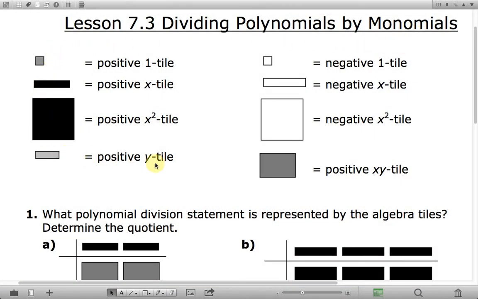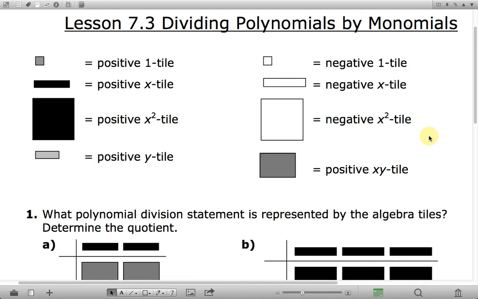So at the top of the page here we have listed the various algebra tiles and you should be already familiar with these. But just in case you've forgotten, the positive ones are the ones that are shaded in and the negative ones are the ones that are white. The smallest square is a 1 tile. The longer shaded in tile would be a positive x tile because it's x by 1. The little bit shorter one is a y tile, and so the largest square one is a positive x squared, and here we have an xy tile that is x units wide and it's y units tall.